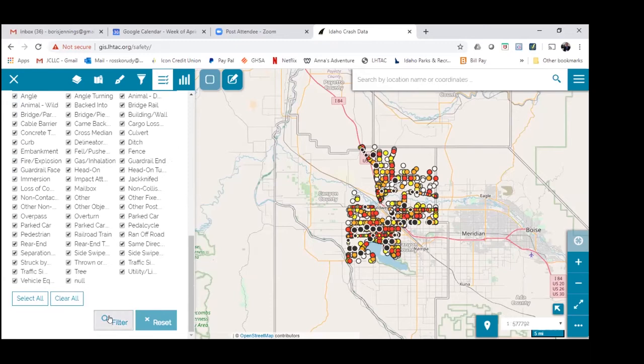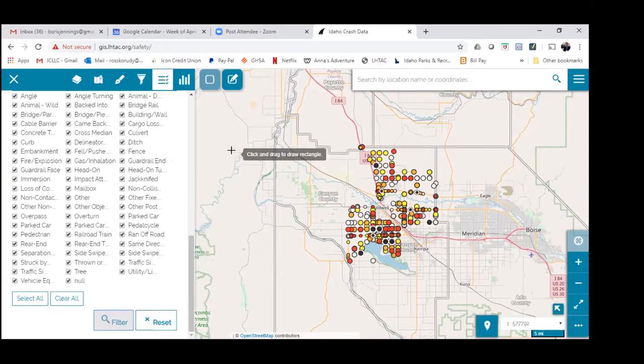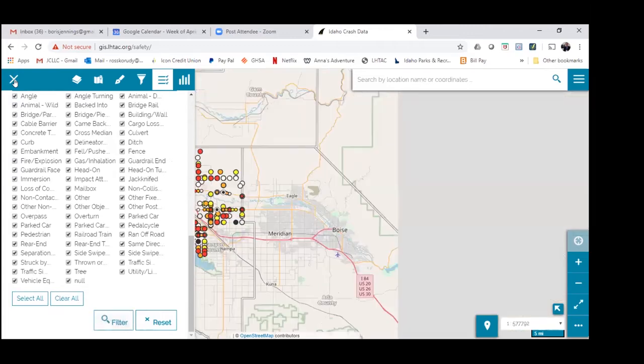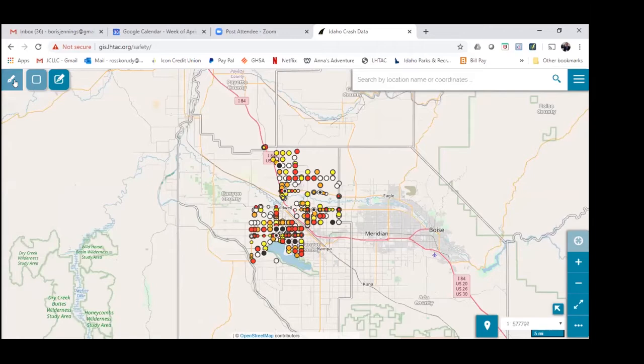So let's filter it out. Now I want you to look at the dots on the map as I click the filter button. You can see a lot of those dots went away, and the reason for that is we're only now interested in the intersections. I want a little bit more screen footprint here, so I'm going to click the X on the left-hand side just to get rid of that menu. It's still there, we can come back to it, but it gives me a little more working room.